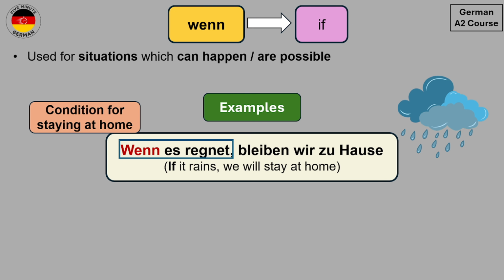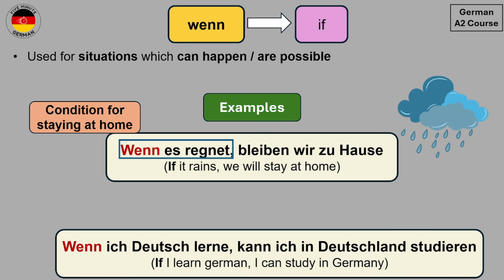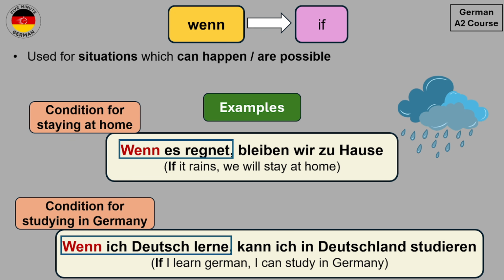Now let's take a look at another example. So I have the sentence, "Wenn ich Deutsch lerne, kann ich in Deutschland studieren." If I learn German, I can study in Germany. Now again over here we have used "wenn" because this is the condition for studying in Germany. And I think that I can learn German. So this is possible. That's why I have used "wenn".